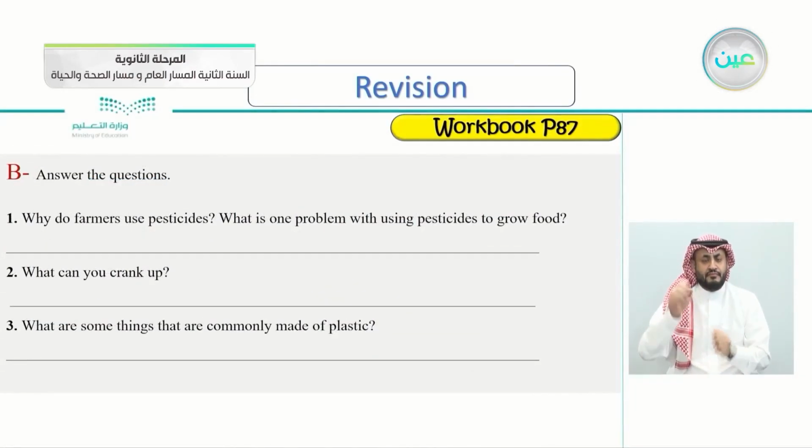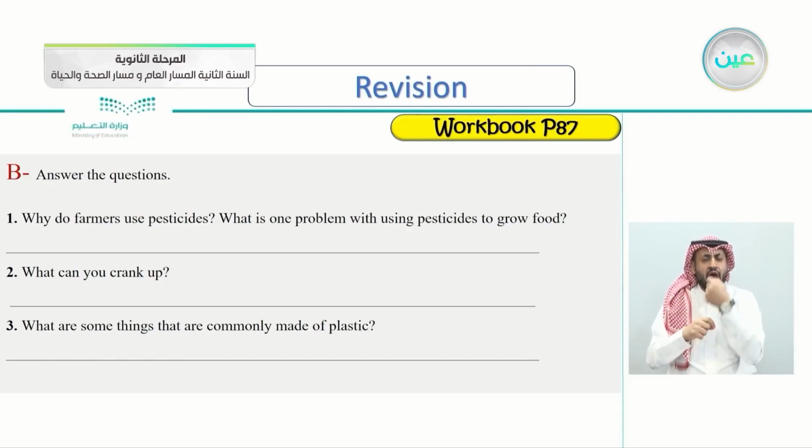Exercise B, page 87, the same page here. Answer the questions. Why do farmers use pesticides? What is one problem with using pesticides to grow food? So this is an easy question here.